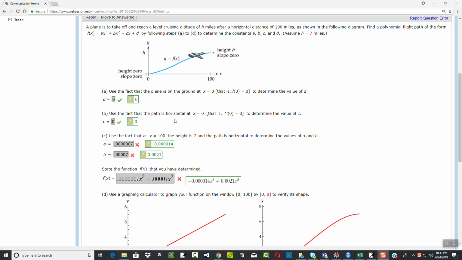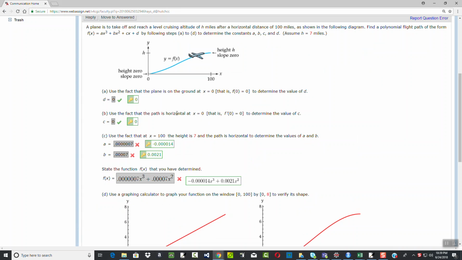Okay, let's take a look at this problem. A plane takes off and reaches a level cruising altitude of h after a horizontal distance of 100 miles, as shown in the following diagram. Find a polynomial flight path.